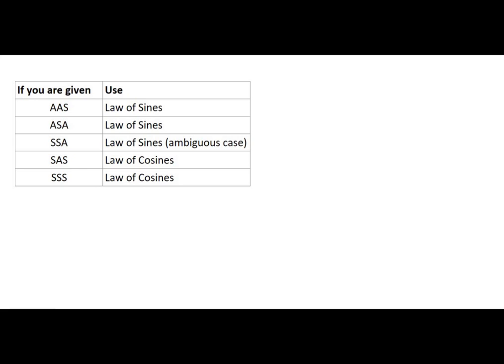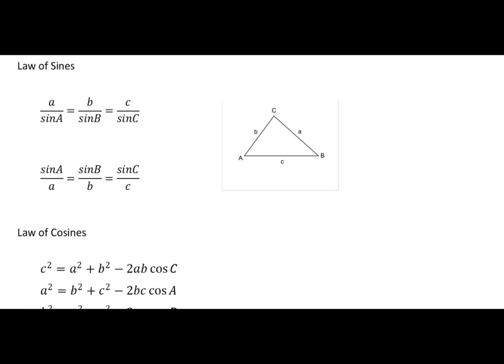Now, I would not take the time to try to memorize all of this. The only one that I think that you need to memorize is the ambiguous case. So I'm going to take you through how to determine whether to use the law of sines or whether to use the law of cosines based on the information that you're given in the problem. But first we need to go back and look at the equations for the laws of sines and cosines.